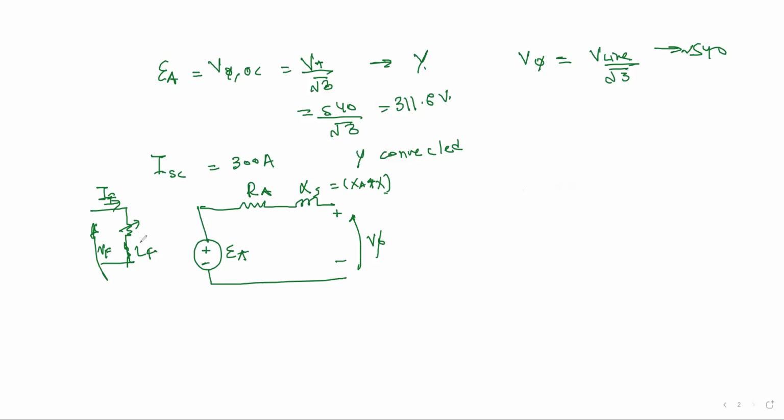Now, how do you get the value of this? Suppose you may ask, sir, how do I get this? Look at this circuit. If you short circuit this side, then obviously the voltage would be zero here.